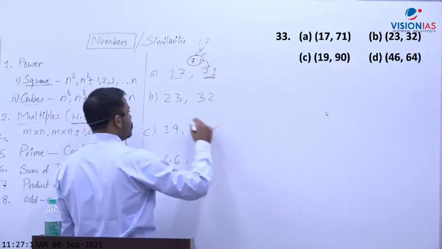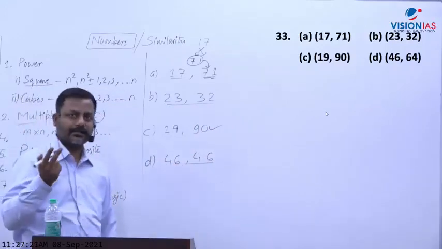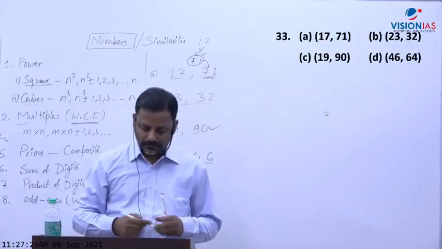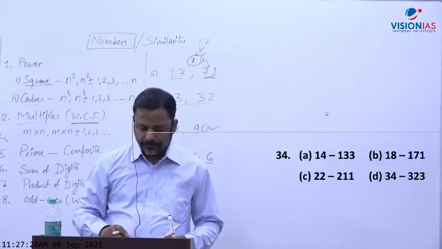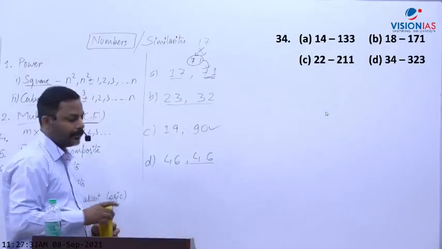So in rest of the options, the digits of the number are getting reversed or interchanged. But in option C, it is not the same. So that's why the answer is option C. Now question number 34.